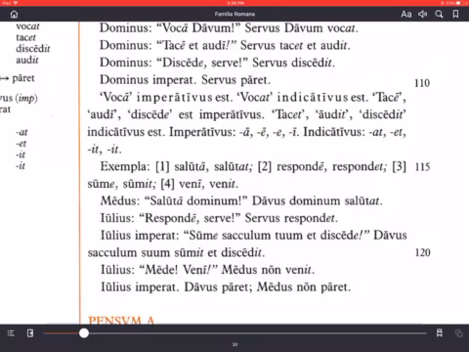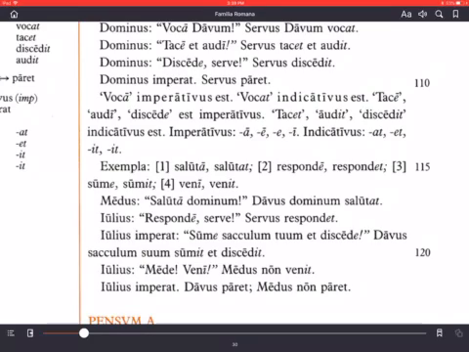Julius imperat. Julius orders. Sume sacculum tuum. Pick up your sack. Et discede. And leave. Notice both sume and discede end in the short E. They're both what we'll call later the third conjugation type verb. And these are singular imperative or singular command forms. Again, just as a reminder, note that all these imperative forms, all these singular command forms, end in vowels.